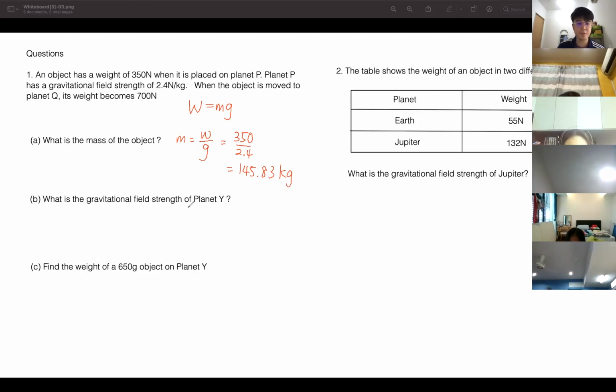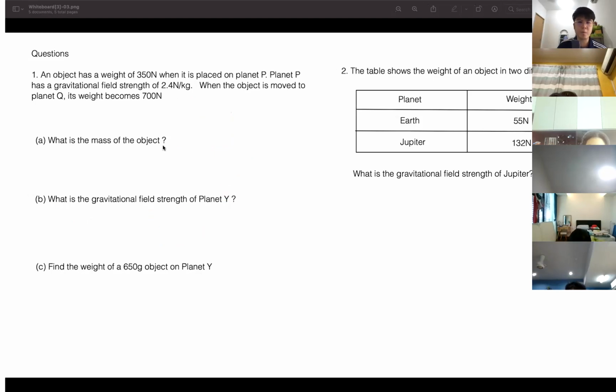What is the gravitational field strength of planet Q? So the mass remains the same. So I write m equals 145. Okay, the mass is the same everywhere. So W = mg, g is W over m, equals 700 divided by 145.